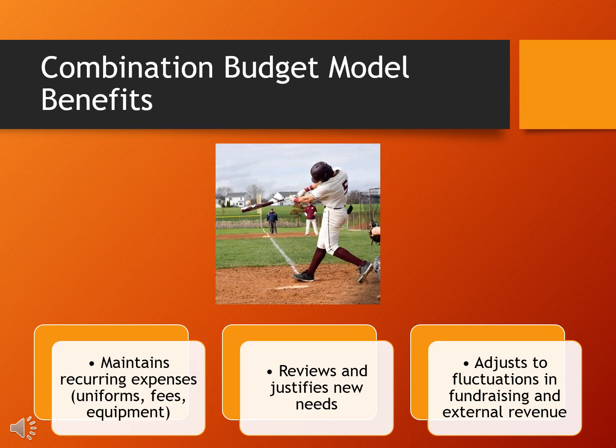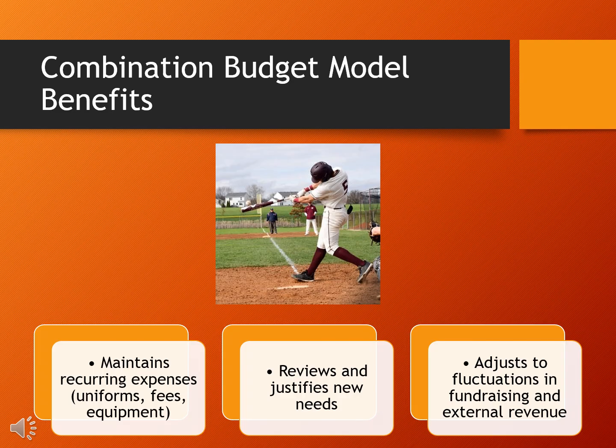The combination model will work well, letting the baseball team work with recurring expenses like uniforms, league fees, and equipment restocking. This model will also let the baseball team properly account for new improvements and program expansions by requiring proper review and providing proper justification for the needs. And lastly, the combination model will allow the baseball team to adjust to the ups and downs of external funding.